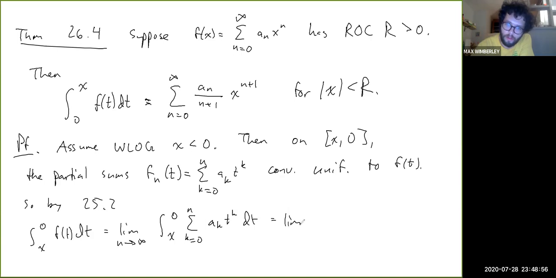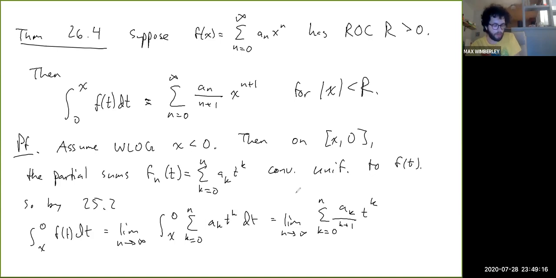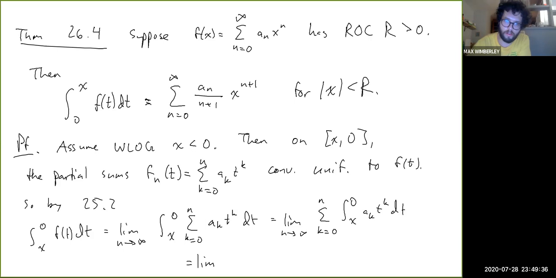So this is the limit as n goes to infinity of the series from k equals 0 to n of a_k over k plus 1 t to the k. Well, now that we've integrated it, sorry, let me not skip that. So let's do the integral from x. I'm moving the integral inside, a_k t to the k dt. But this is easy to integrate, right? So this is now the limit as n goes to infinity of this series k equals 0 to n of a_k over k plus 1, after you integrate it, you get x to the k plus 1 here.